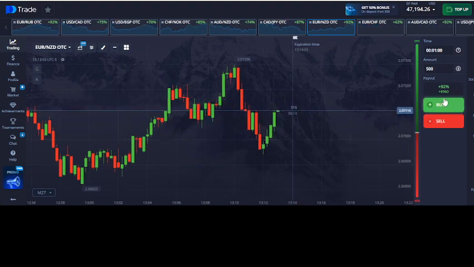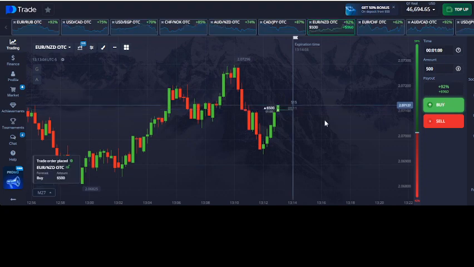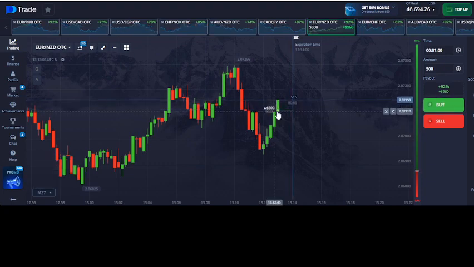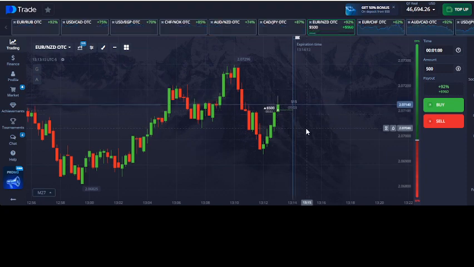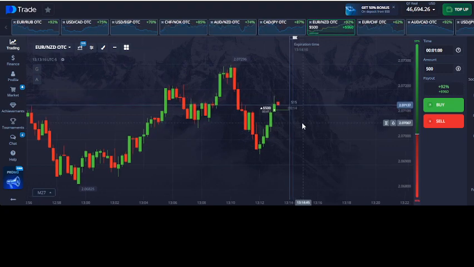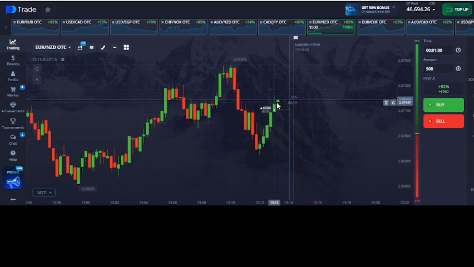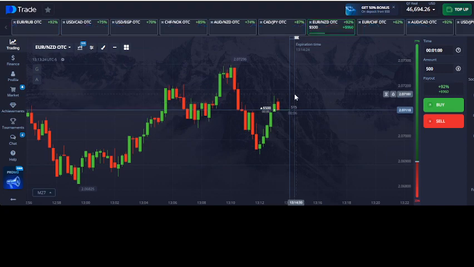Okay, right there. All right, you see the gap formed here? Right over here, the gap formed, and I took the trade immediately when the gap developed. So let's watch this trade. Another gap. That's a good sign. Two gaps in a row.